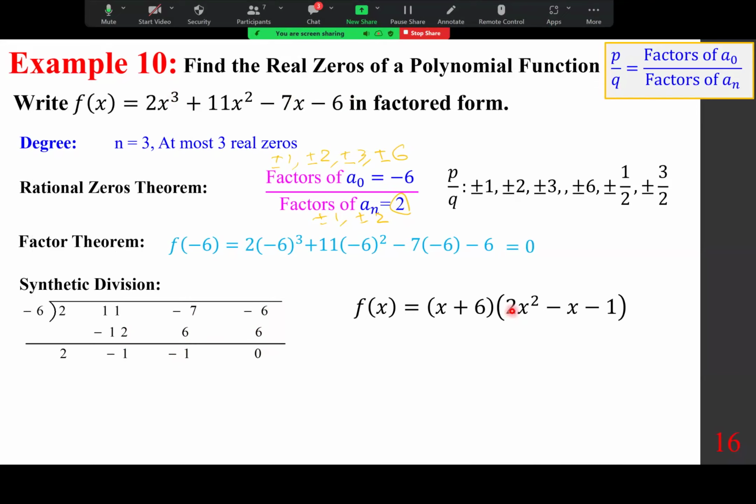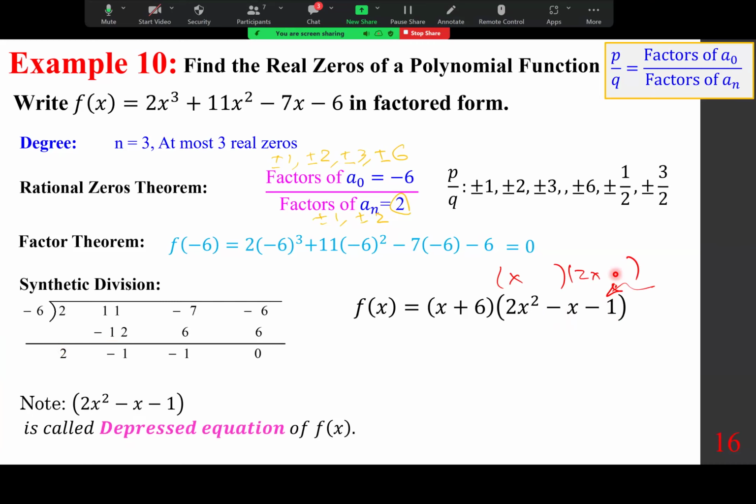2 is a prime number, so 1 and 2. So this is x, and then 2x. And you want two numbers whose product is -1 and whose sum is -1. The product is -1, and then the middle term must work. So obviously 1 and -1, where does it go? You have to do the trial and error. Okay. So you do that, and you get x plus 6 times 2x plus 1 times x minus 1.